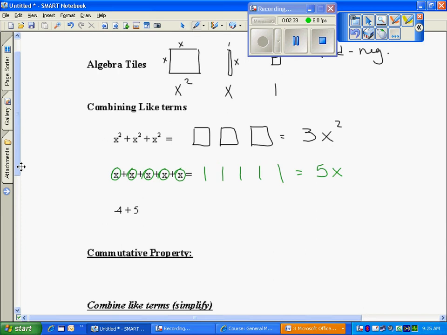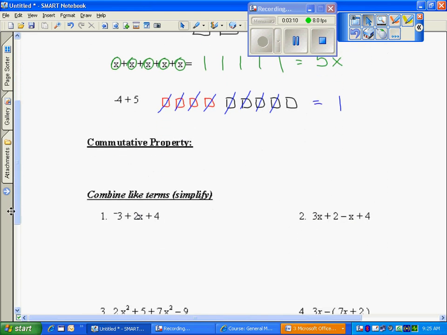In the next example, I would have 4 red single tiles, and I would have 5 of the yellow larger tiles. And if you remember, our opposite or inverse property tells us that a negative and a positive cancel each other and make that 0. And so I'm going to cancel out all that I can, and what's remaining is positive 1. So what we're going to do here is we're going to look at it two different ways. We're going to look at it algebraically and with tiles.